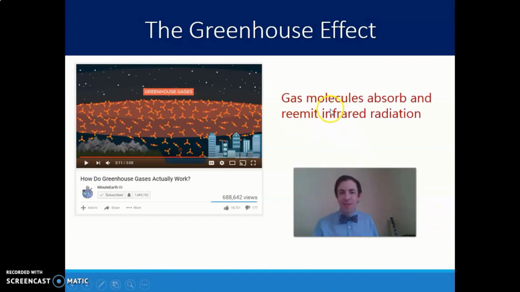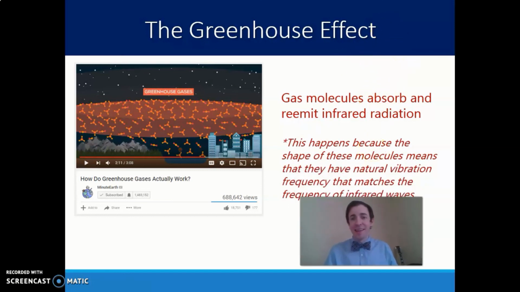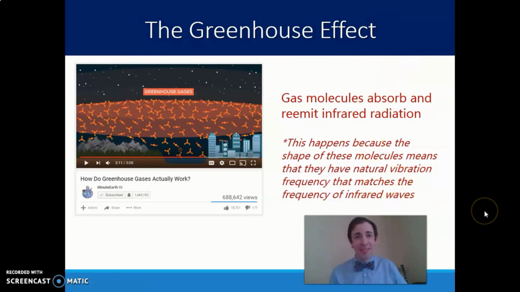So these gas molecules have the perfect resonant frequency that matches the infrared radiation that's coming off of the Earth as heat. Those molecules absorb that energy, and then as they're jiggling around, they actually re-emit that energy. And because it's re-emitting in all directions, some of that is going out into space to be lost, but some of that is coming back down to Earth. So it doesn't trap all thermal radiation, but it does trap a percentage as the gas absorbs and re-emits this radiation. So again, this happens because the molecules match the resonant vibration frequency of that infrared light.